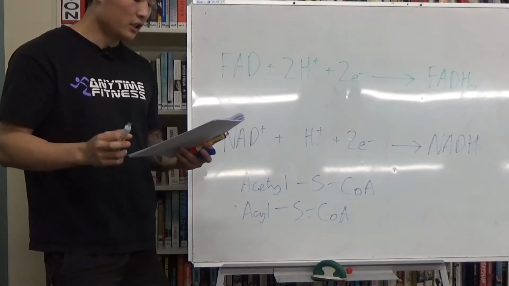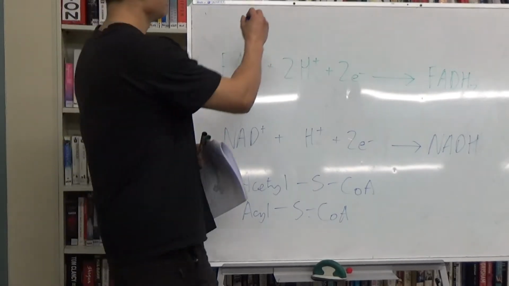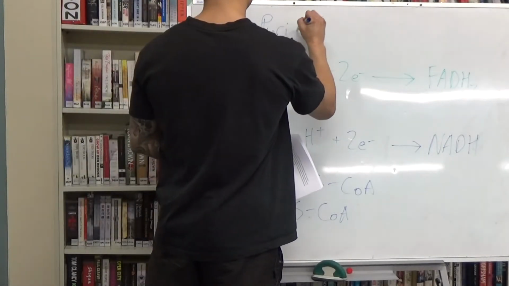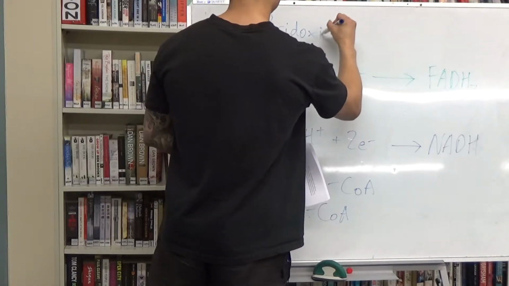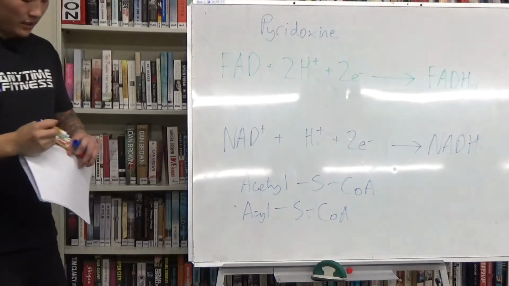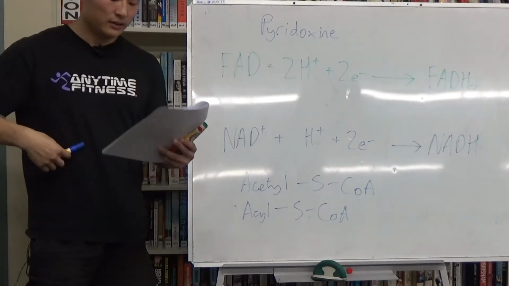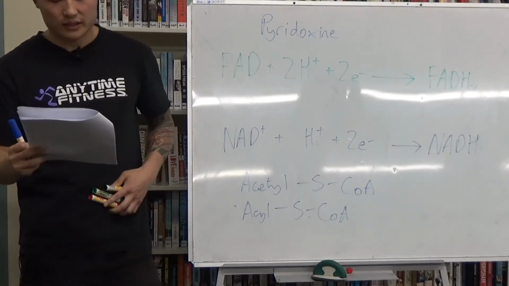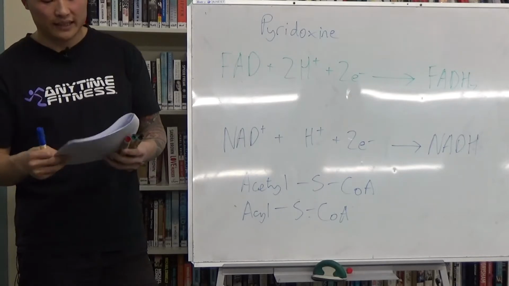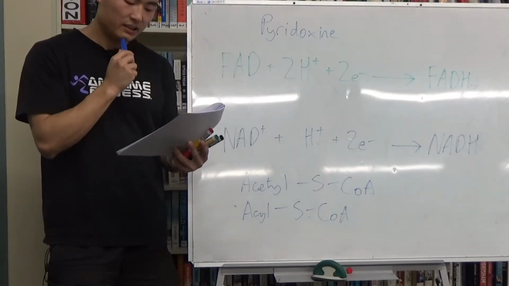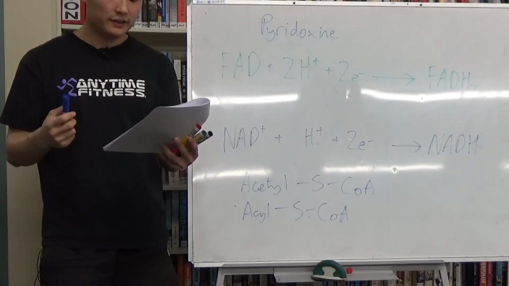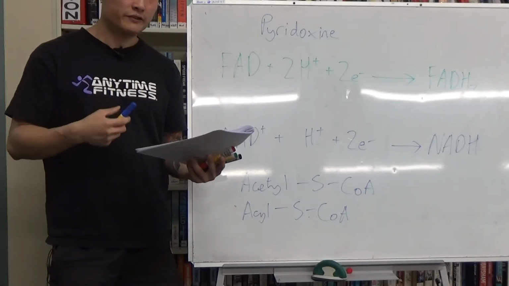B6 is pyridoxine, and that's pyridoxal phosphate, which is another cofactor involved in transamination. B9 is folate, which is required for the proper synthesis of DNA and RNA. And then you've got B12.